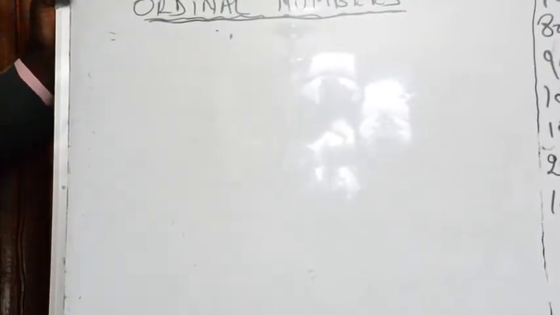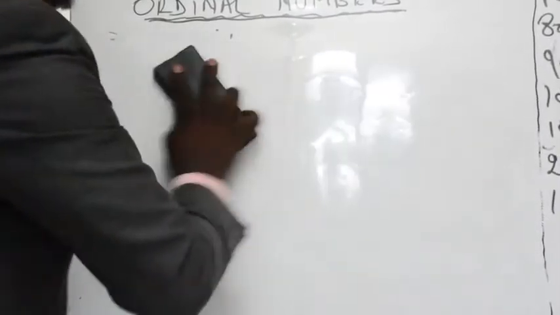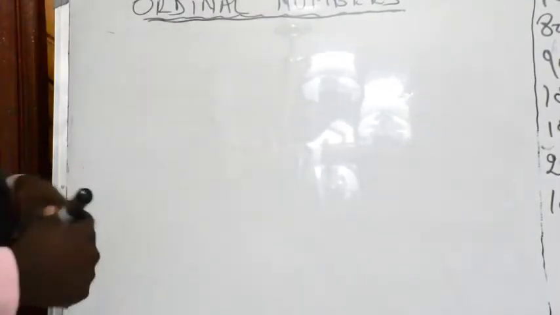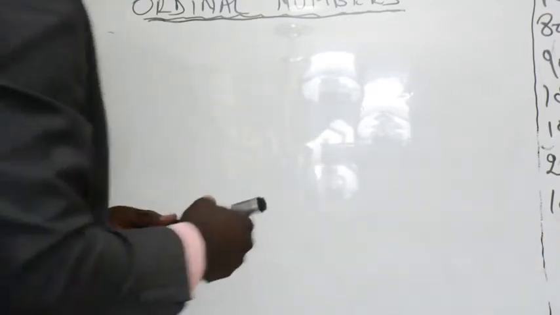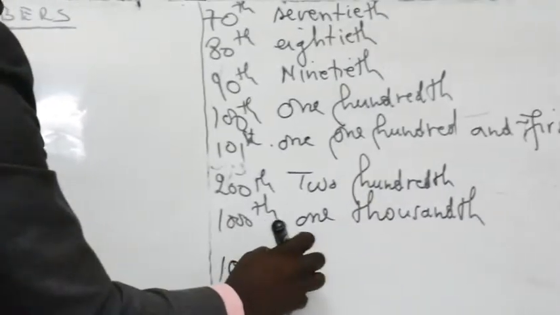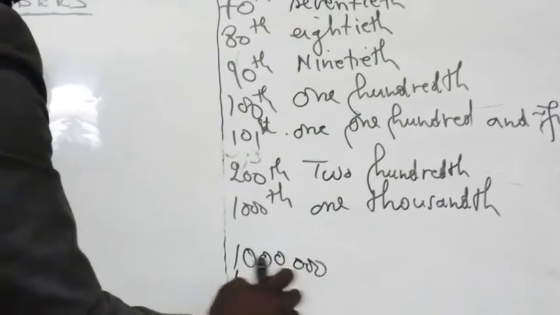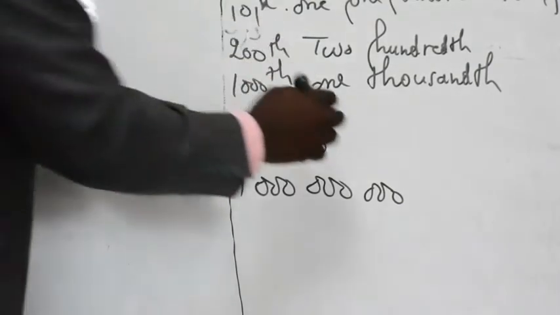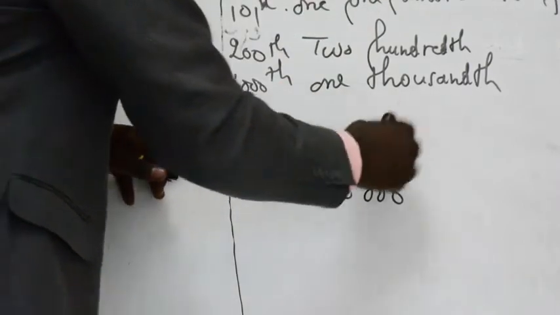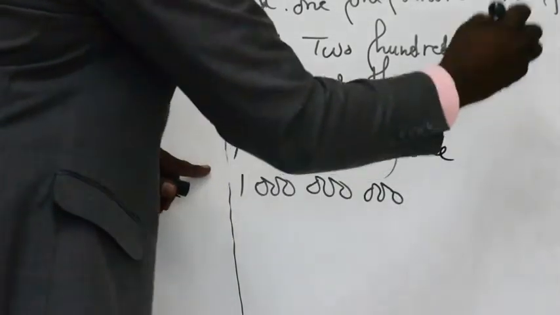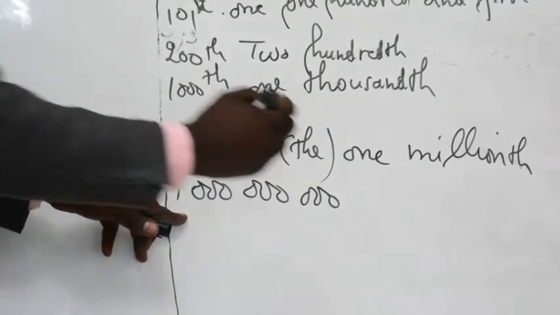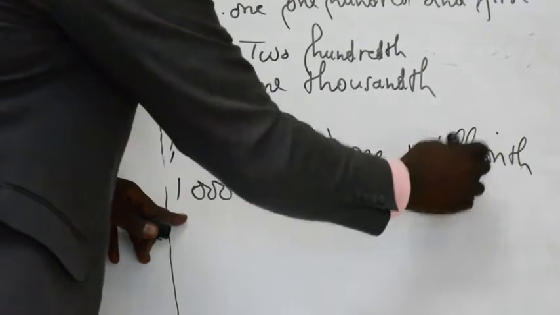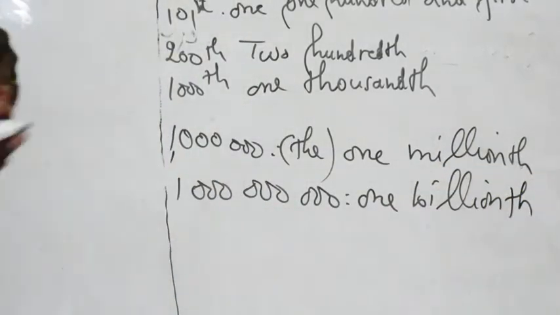We take more examples. After these 1,000s, we have also this number. This is a big number. Which number is this one? That is 1,000,000. Okay, the 1,000,000. And this is 1,000,000,000. You might be having this number also.